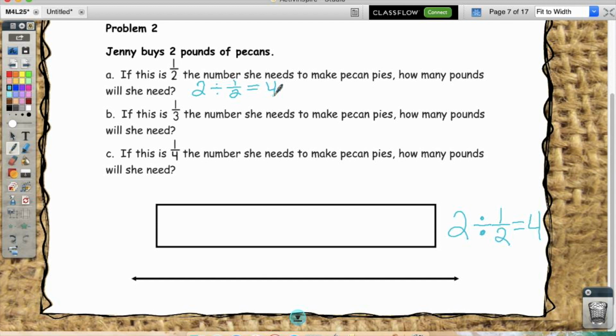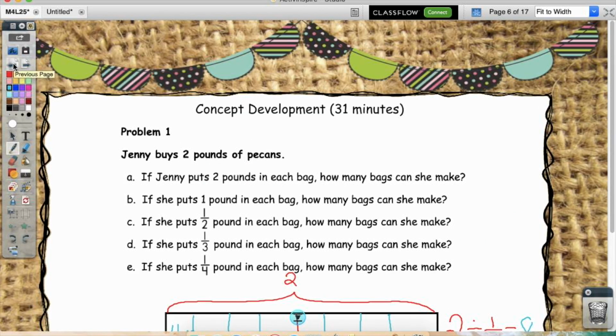Jenny buys 2 pounds of pecans. If this is a third the number, not a half, but a third of the number she needs to make pecan pies, how many will she need? 6. And 2 divided by 1/4 equals 8. So just 2 different ways to say the same kind of problem. They might say 1/3 is, or 2 is 1/3 of the number she needs. Or they might say 2 pounds divided by 1/3, or to put 1/3 in each bag. Okay? Tomorrow we'll practice the trick.